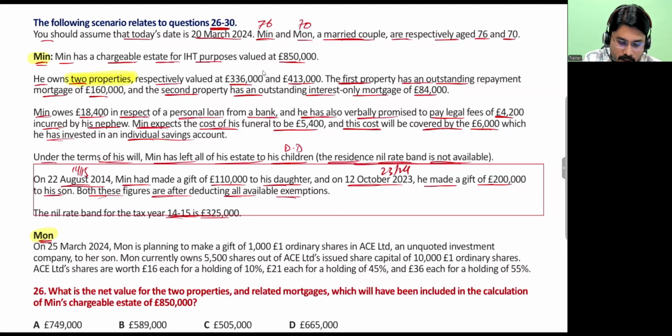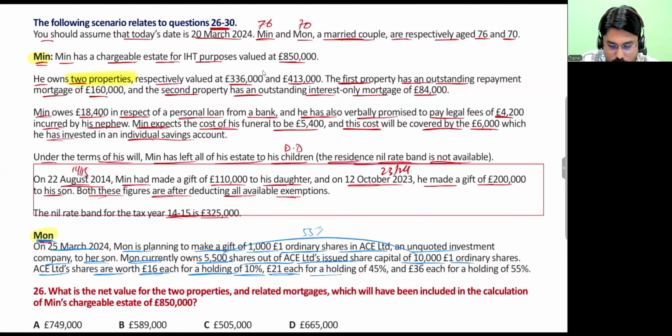What about Mon? On 25th March 24, Mon is planning to make a gift of 1,000 ordinary shares in ACE Limited, which is an unquoted investment company, to her son. Mon currently owns 5,500 shares out of ACE Limited's issued share capital of 10,000, meaning the current shareholding is 55% before transfer. The ACE Limited shares are worth 16 for a holding of 10%, 21 for a holding of 45% and 36 pounds for a holding of 55%. So we have read the scenario.